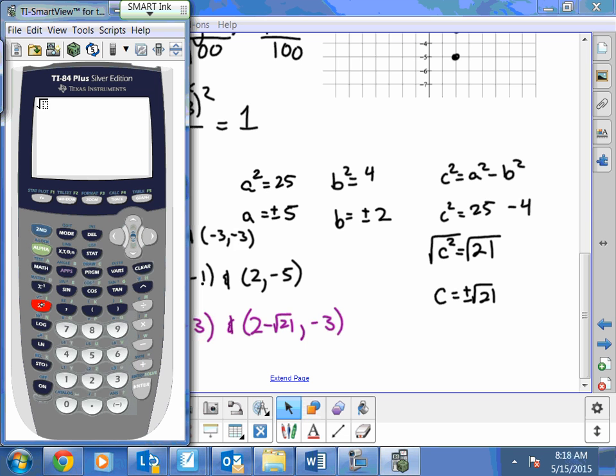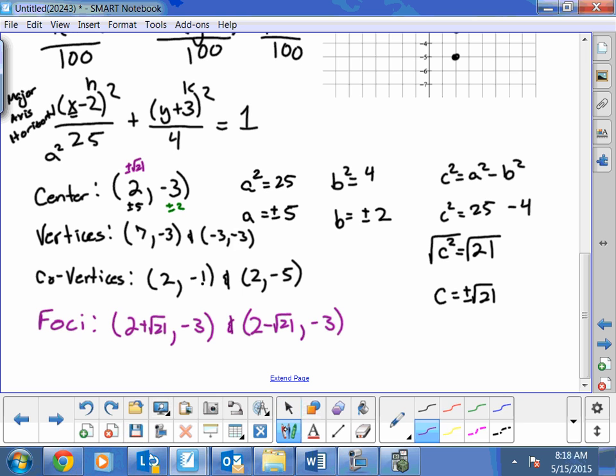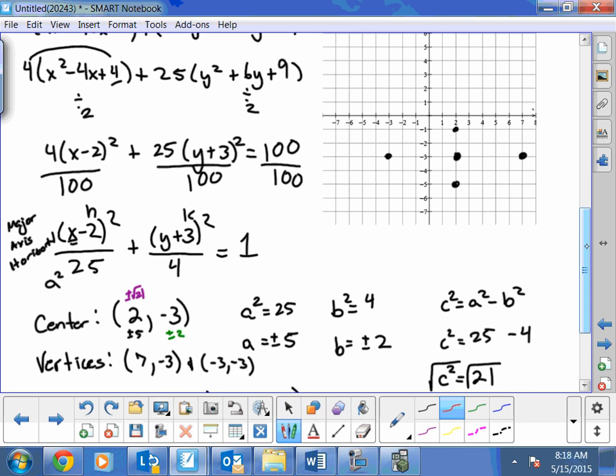So let's find out what the square root of 21 is. Roughly 4.58. So that's important because I need to draw my foci. 4.58 from the center. So right here we go 1, 2, 3, 4. 4.58 right there. And 4.58 here. So we have that. And now you're able to draw your ellipse. Have all your points. Have everything that's required. And then we have our lovely answer. Okay, let's go ahead and move on to the next one.